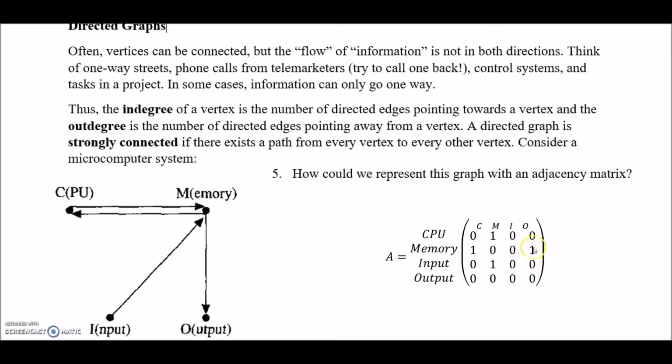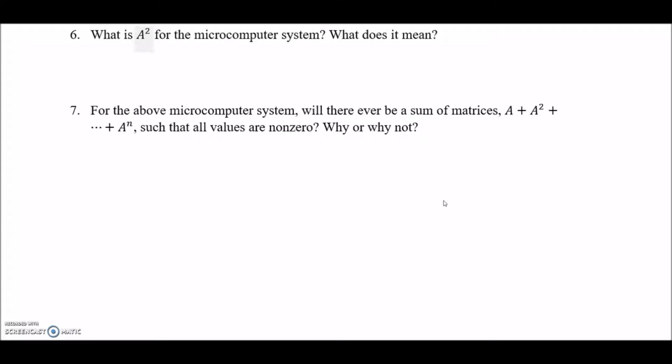we see that the memory does not send any information to the input. The memory only sends information to the output and to the computer. Same thing for the output. The output doesn't send information anywhere, but the memory does send information to the output. So the difference is that it's not going to be a symmetric graph necessarily, because not all communications are bidirectional. So now we could start to talk about, what is A squared for the microcomputer system and what does it mean? And will there ever be a sum of matrices such that all values are non-zero? Why or why not? Well, let's take a look at A squared first of all.